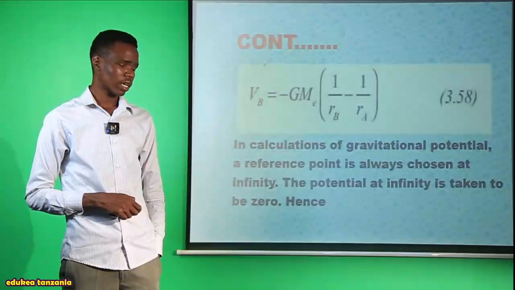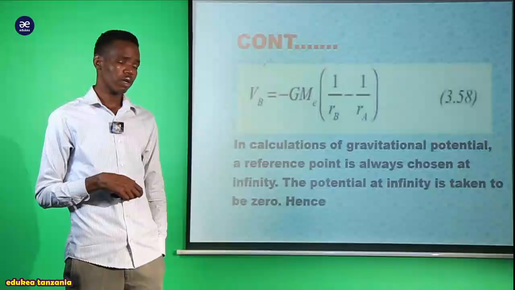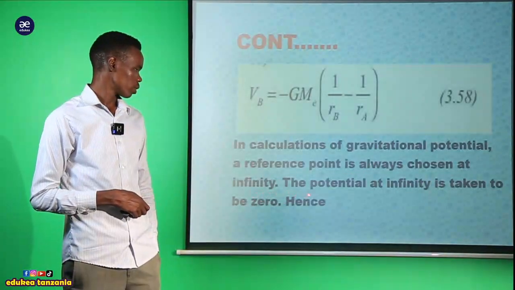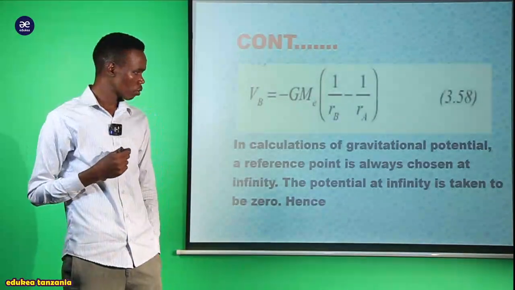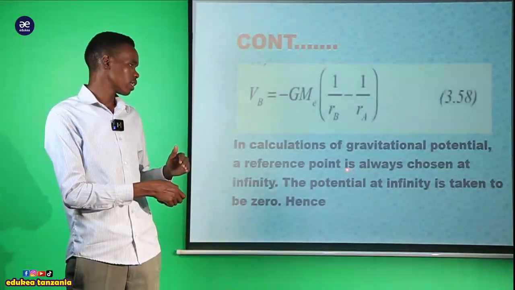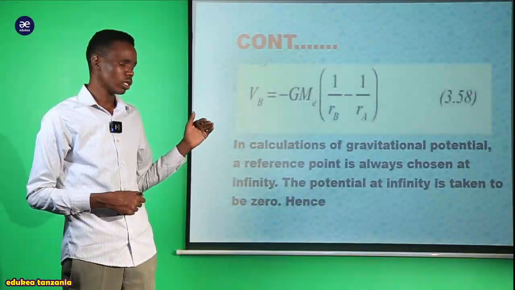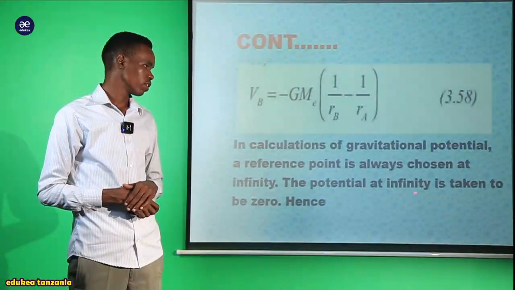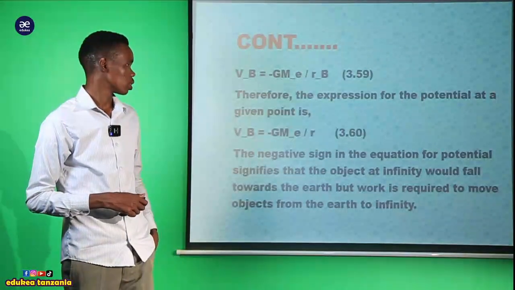So in calculation of the gravitational potential, a reference point is always chosen at infinity. The point at infinity is taken to be 0. So that we can calculate the gravitational potential, this reference point is always chosen at infinity, and the potential at infinity is taken to be 0.